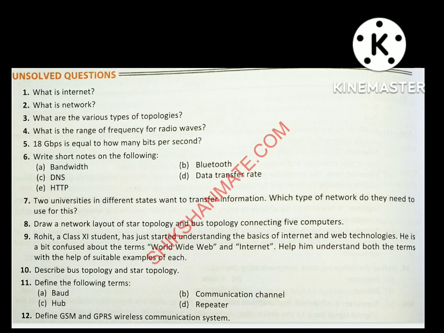Now question 12 says define GSM and GPRS wireless communication system. GSM stands for Global System for Mobile Communication. It provides its subscribers with roaming facility so that they can use their mobile phones all over the world to communicate with each other. GSM provides digital signaling as well as digital call facility and is considered a second generation mobile phone system.